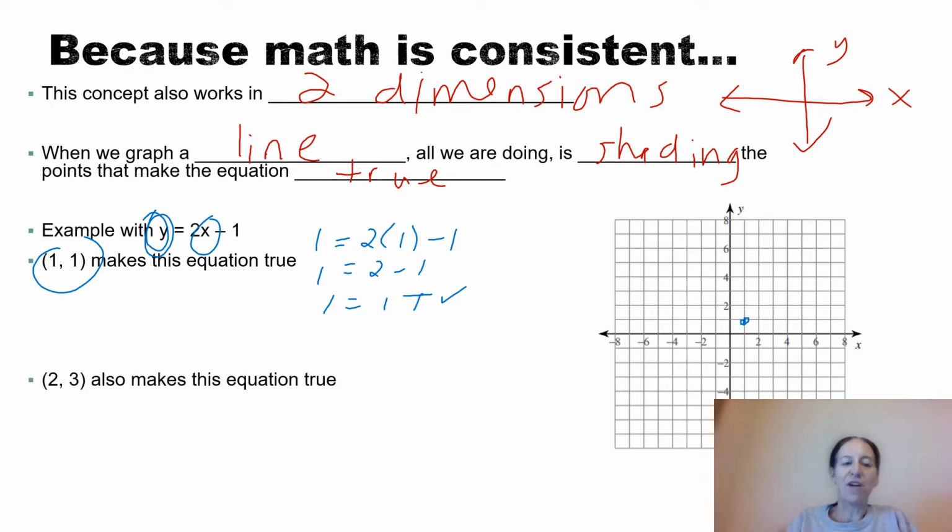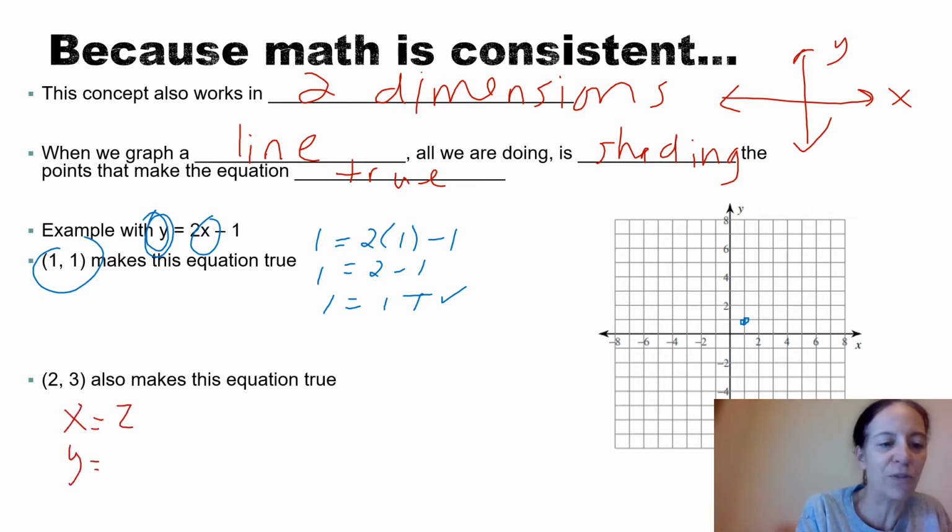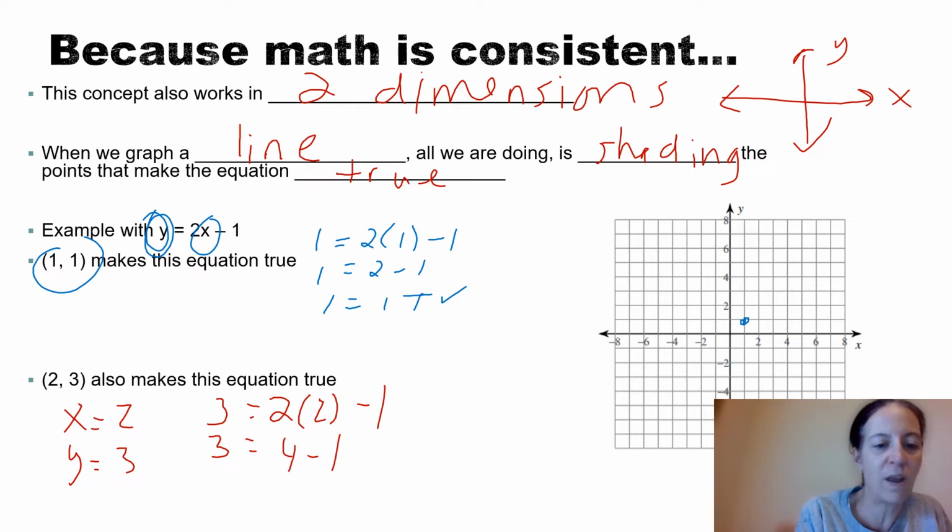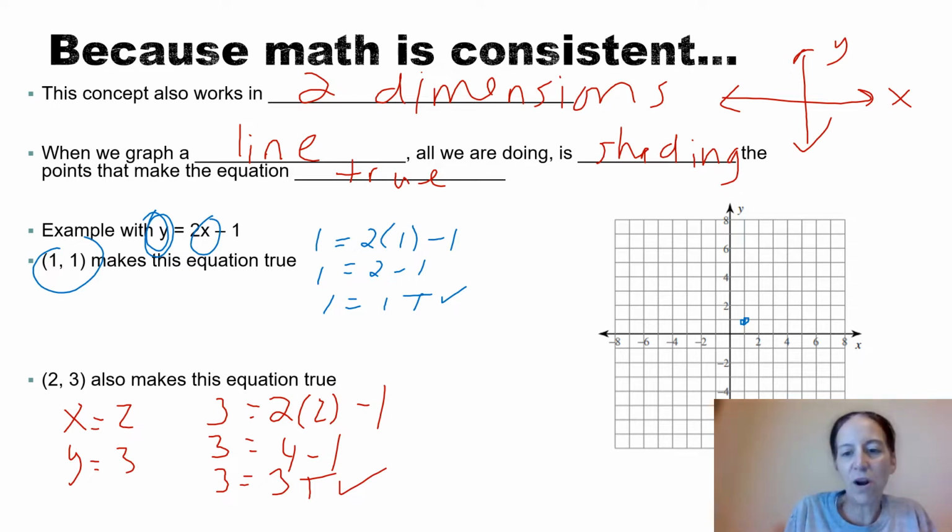So (2, 3) also makes that particular equation true. In this point, x is equal to 2 and y is equal to 3. So when I plug this in, I would have 3 equals, because that's the y value, 2 times 2 minus 1. 2 times 2 is 4, and 4 minus 1 is 3. And so that point also works. So I would come over on my coordinate plane to the point (2, 3), and I would put my dot there.